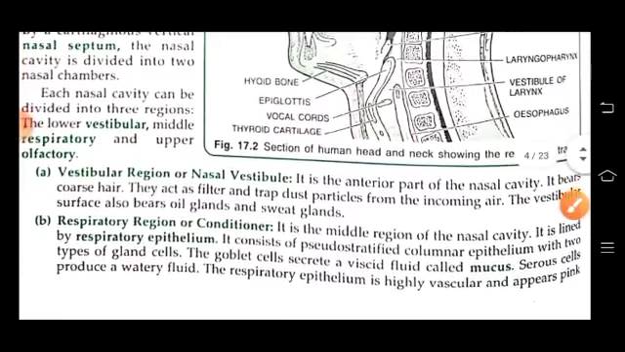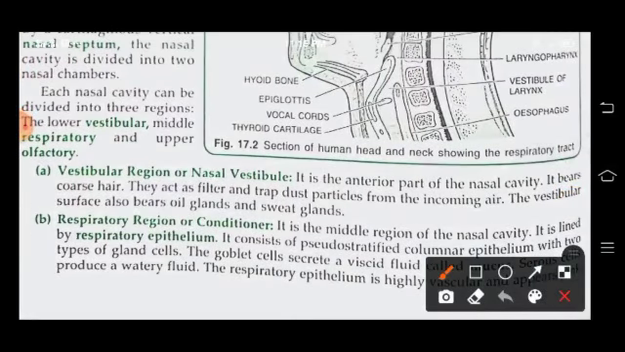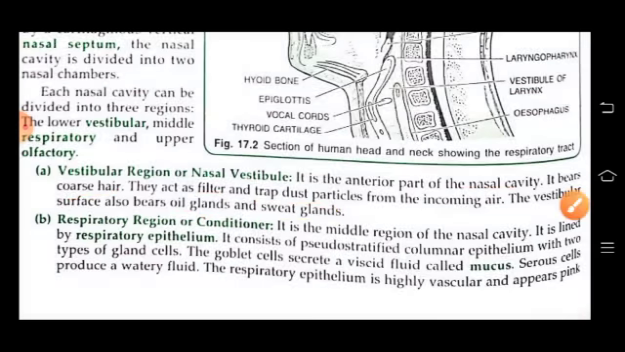Now the vestibular region or the nasal vestibule is the anterior part of the nasal cavity which bears coarse hair. These hairs act as a filter and trap dust particles from the incoming air. The surface also bears oil glands and sweat glands.